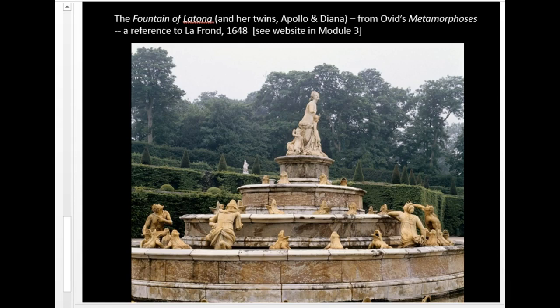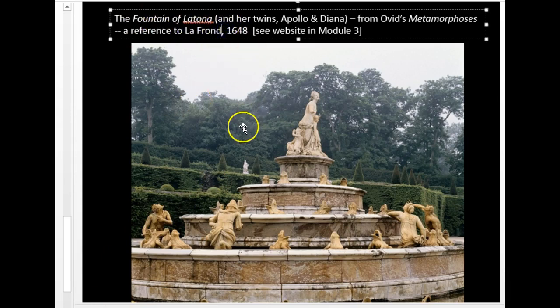Again, Louis associates himself with Apollo. So here we have Latona, the mother of Apollo, and his twin sister Diana. They are seen here in a fountain where they're being ridiculed, according to this poem, by townspeople. Their revenge is that Latona asks the gods to turn them into frogs. So some people think this is a reference to La Fronde, again, that event where Louis defeats his enemies to rule France.